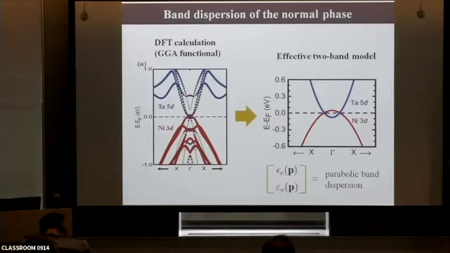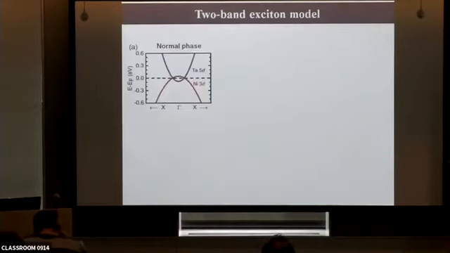We assume that the DFT describes the non-interacting Hamiltonian, so this band dispersion represents the non-interacting band dispersion. Therefore, we can obtain the non-interacting band dispersion from the DFT calculation. So, simplified, the normal phase band dispersion is obtained from the DFT calculation.